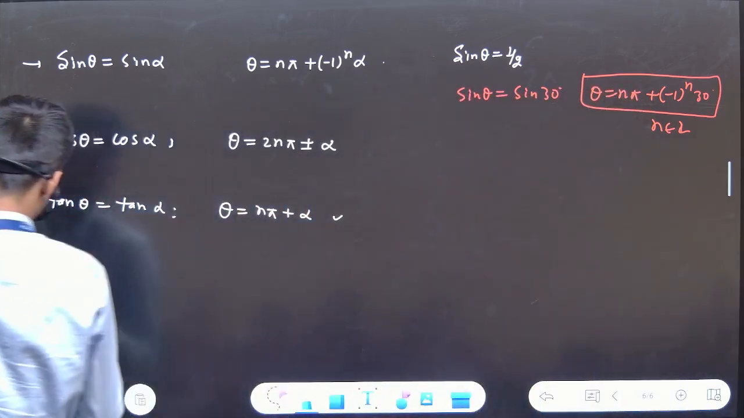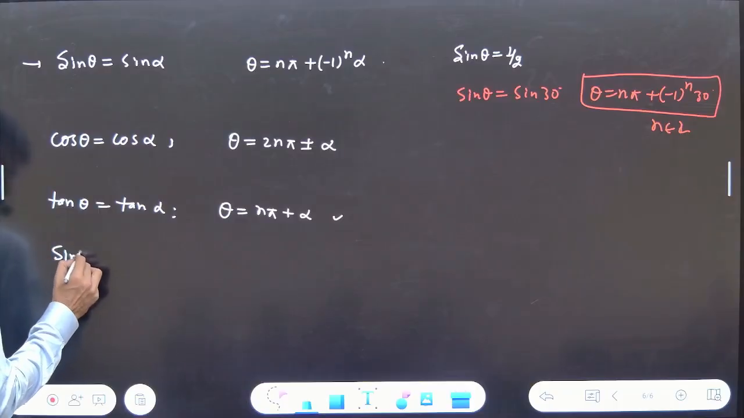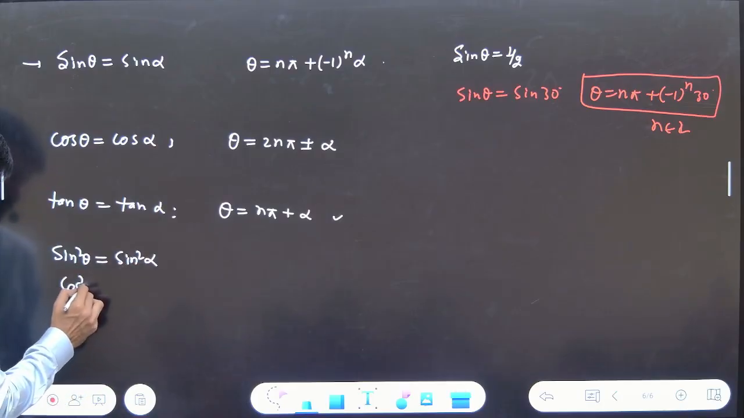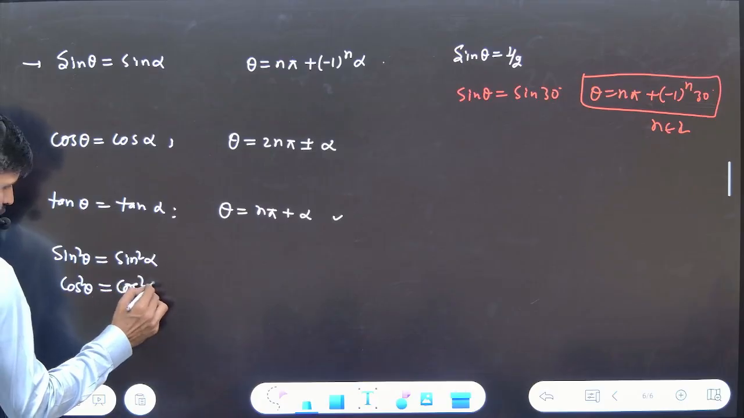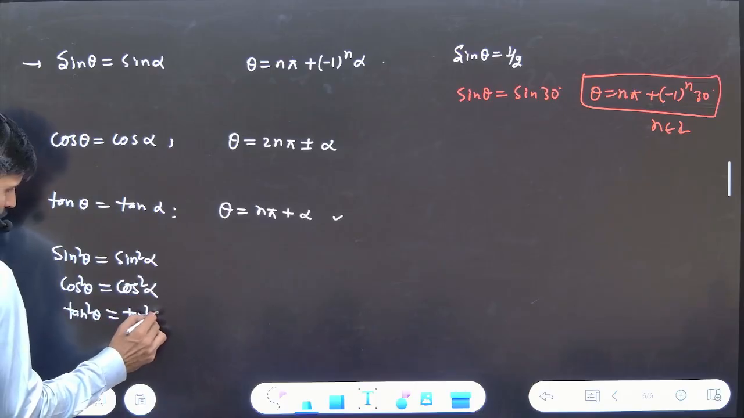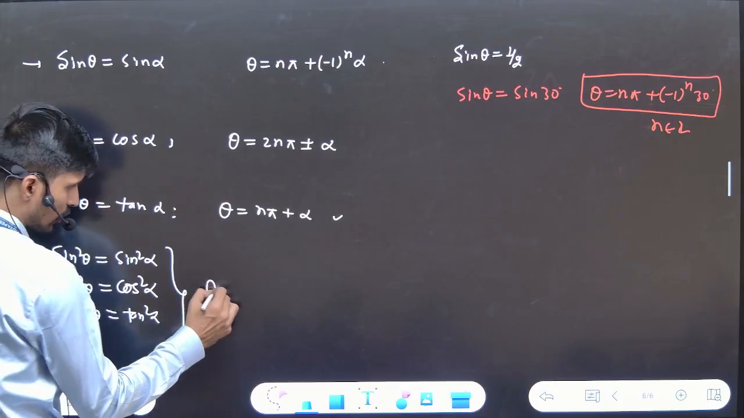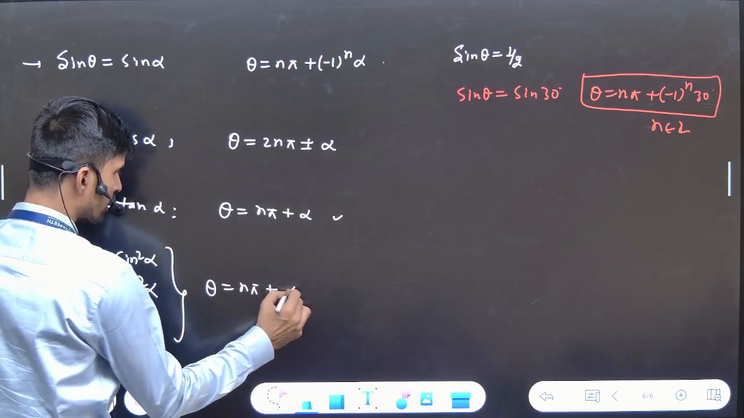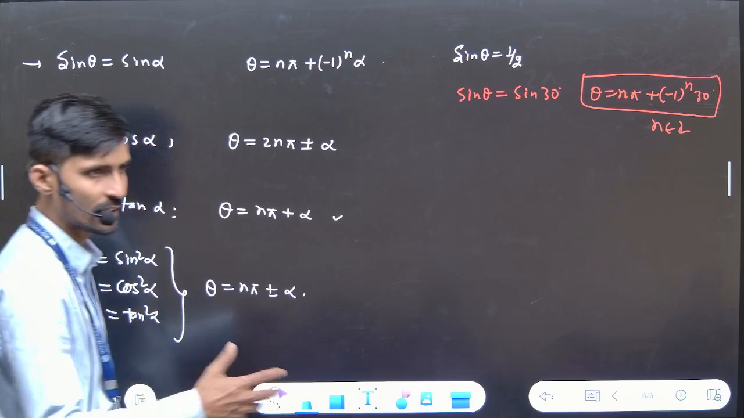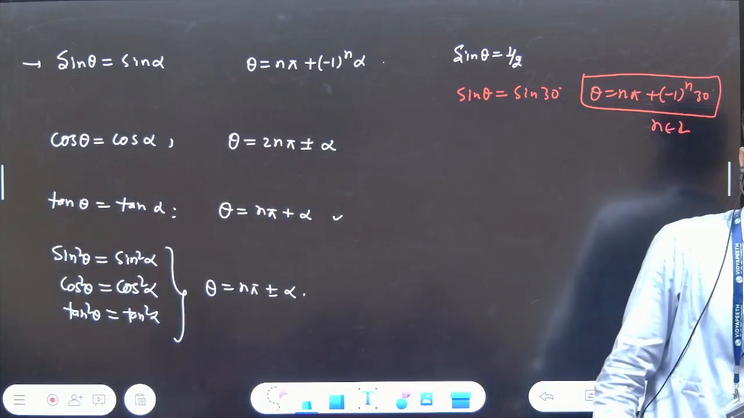Okay. So if I write sin square theta is equal to sin square alpha, cos square theta is equal to cos square alpha, tan square theta is equal to tan square alpha, then for all of these the formula is theta is equal to n pi plus minus alpha. Minus will be one extra from that. That's all. And these are the 5 formulas of our chapter. Rest all whatever you will learn now, that will be technique of solving the questions. That's all.